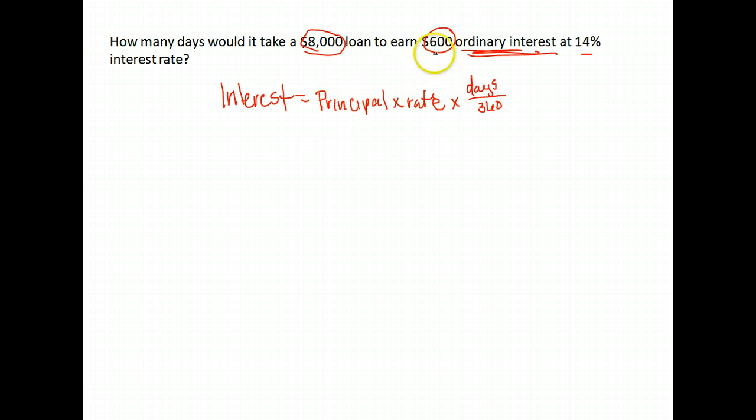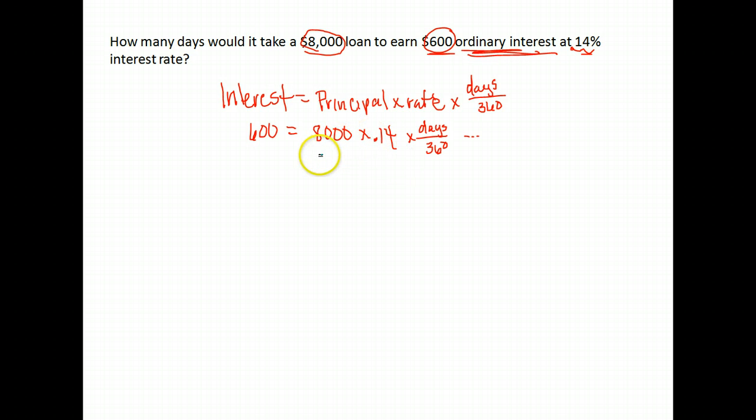Let's put in the information we know. They told us that they wanted $600 to be earned in interest, so it's going to go right there. They told us we have $8,000 in principal. They told us our rate was 14%. Don't forget to move your decimal 2 places to the left to change it to a decimal, 0.14. And then we have times the number of days divided by 360.